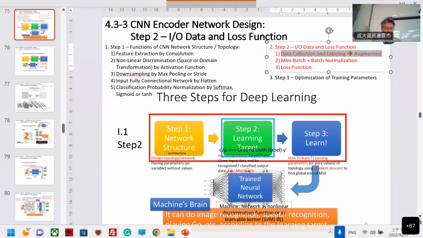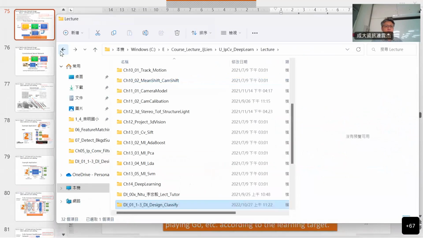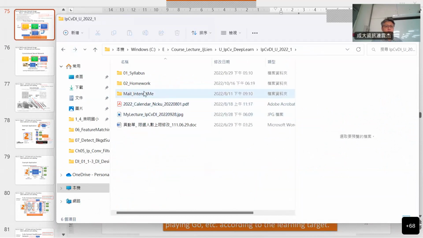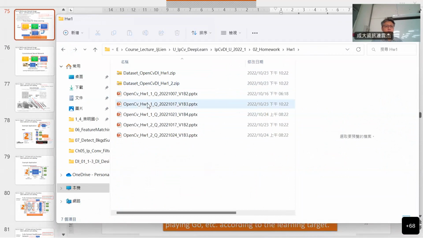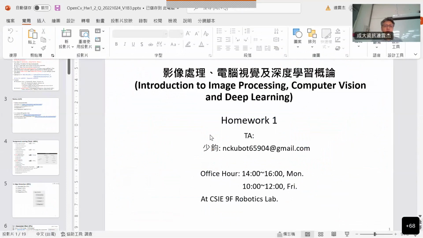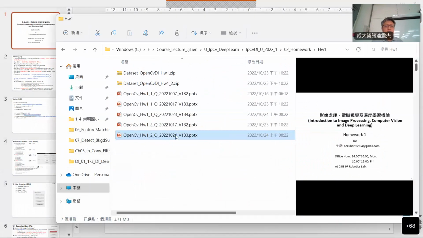I just deleted the homework. Remember to download the new homework. Sorry, we modified the homework. So right now it is version 3. It's version 3. All right, version 3.